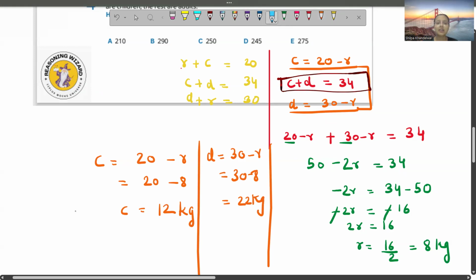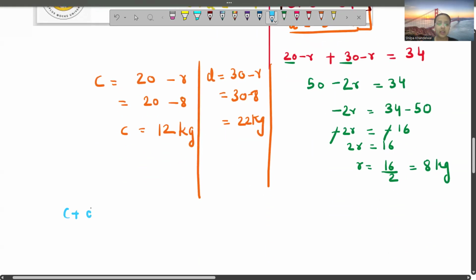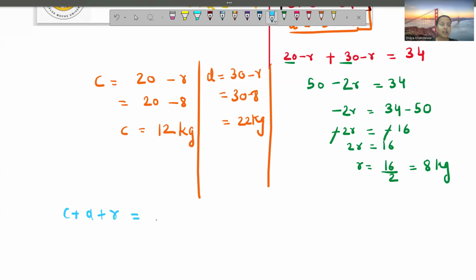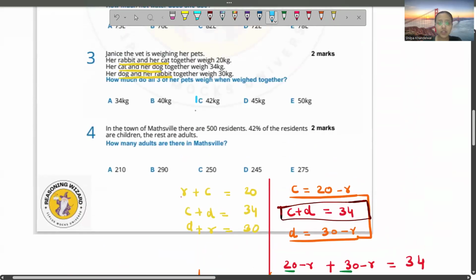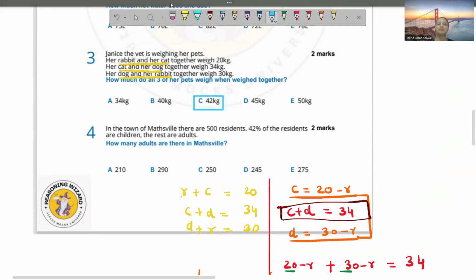And now we have to calculate C plus D plus R, correct? So when I do C plus D plus R, it means you basically have to do 12 plus the dog's weight, which is 22, and the rabbit's weight is 8, right? So now when you add all of them, what will you get? You will get the answer as 42 kg. So I hope this question is also clear to everybody, and this is our answer. Pretty simple, right? Now let's move on to the next question.